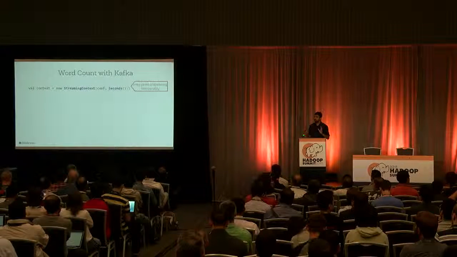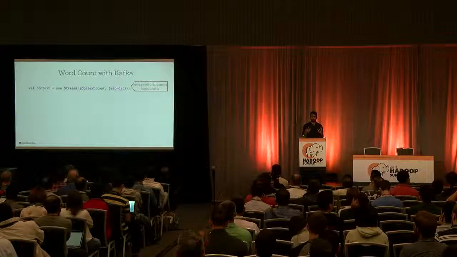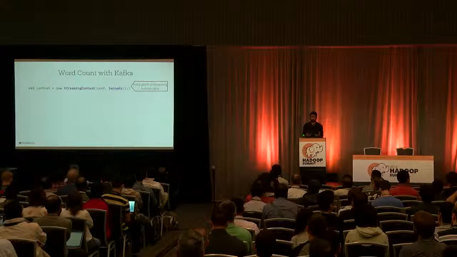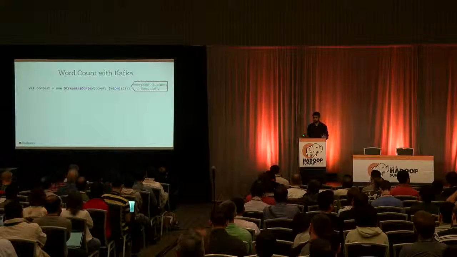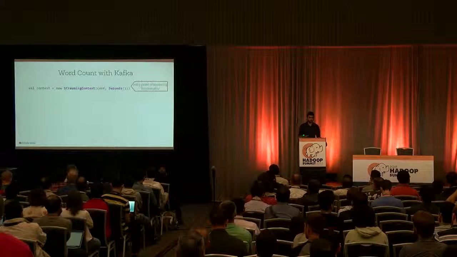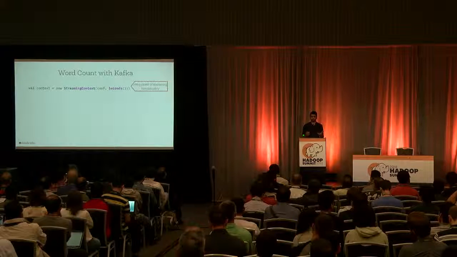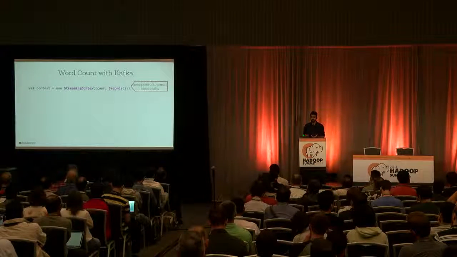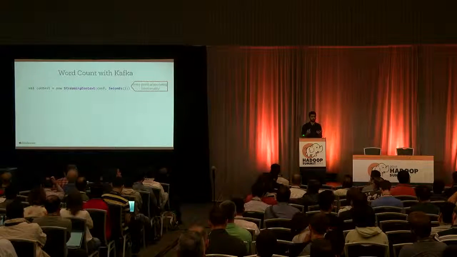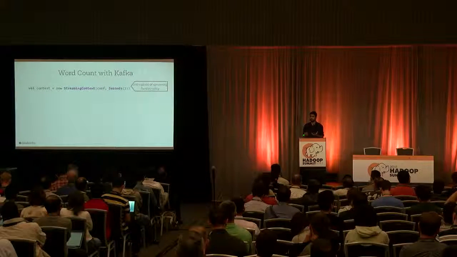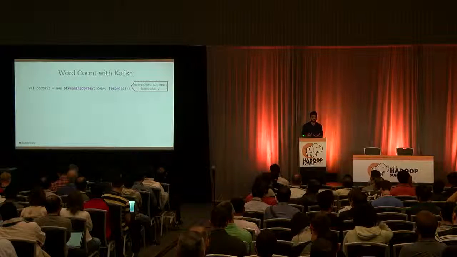To take a look at what a simple word count using Kafka looks like in Spark Streaming, this is how you would write word count with Kafka. This is actual code in the Scala language. The first thing you would do is create this thing called a streaming context. Streaming context is the entry point for all Spark Streaming functionality. And you have to specify the batch size as part of the streaming context.